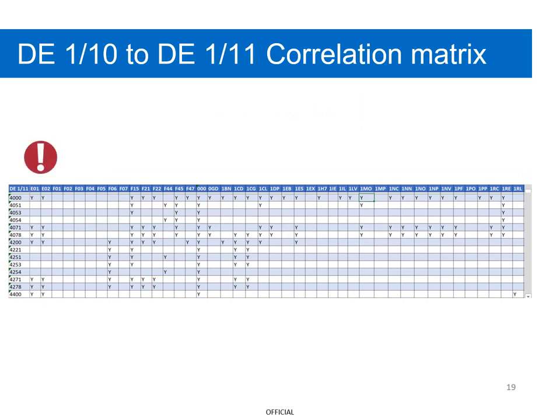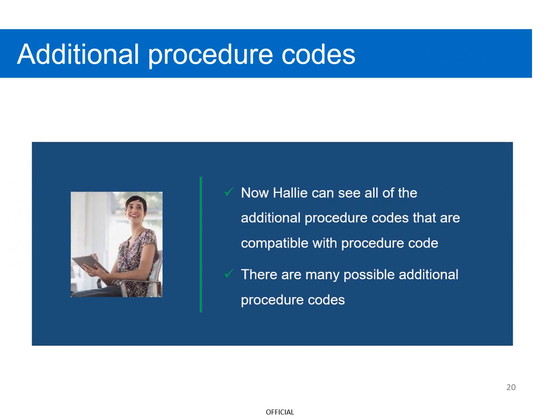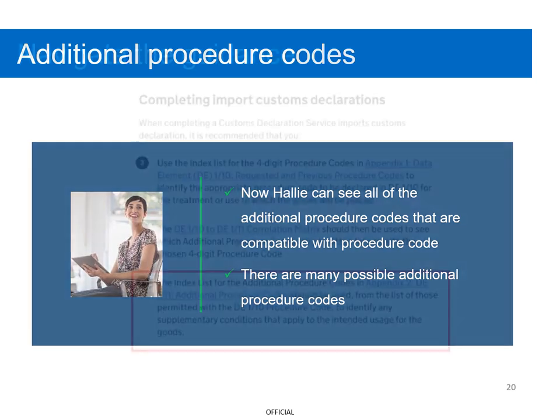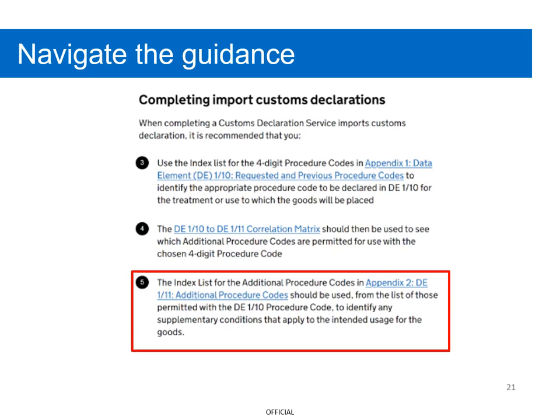Hallie must make sure she scrolls horizontally to see the additional procedure codes that link to procedure code 4000. Now she can see all of the additional procedure codes that are compatible with her procedure code. As we've seen, there are a lot of possible additional procedure codes. Please note that Hallie will need to refer back to these codes in step 5, where she will identify which additional procedure codes she will need to use in her declaration.